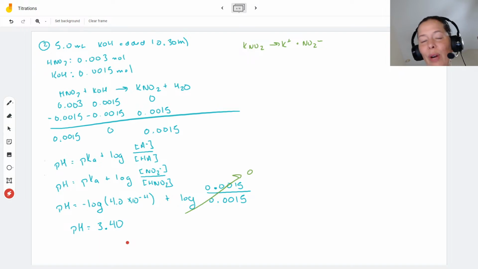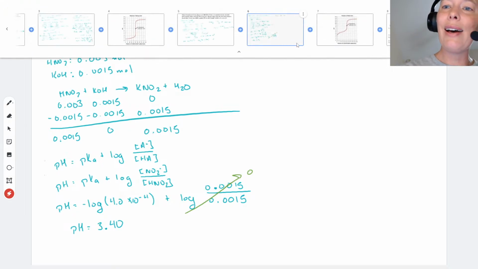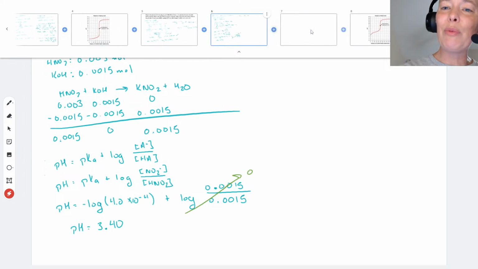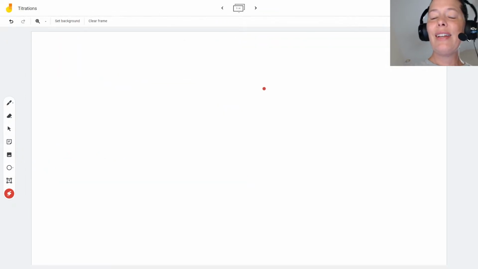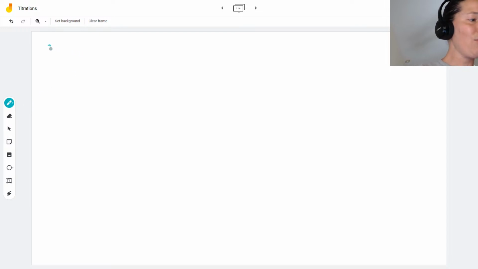All right, any questions about our buffer here with Henderson-Hasselbalch? Okay, great. Fantastic. So let's go on to our next step, and I am going to need to add some more pages in here because I need some space before my titration curve. All right, so let's go on to step 3.